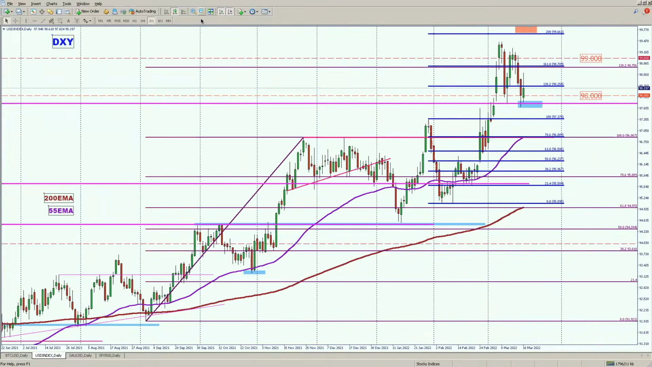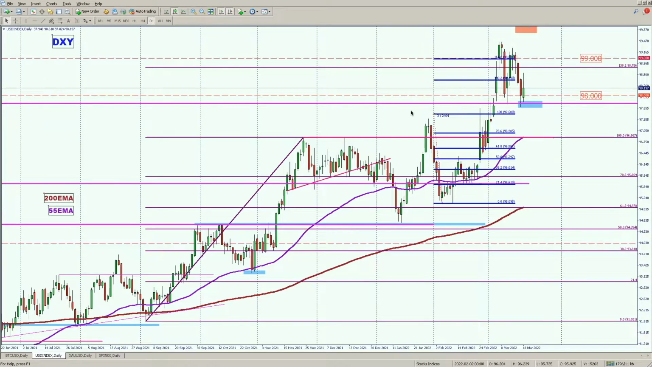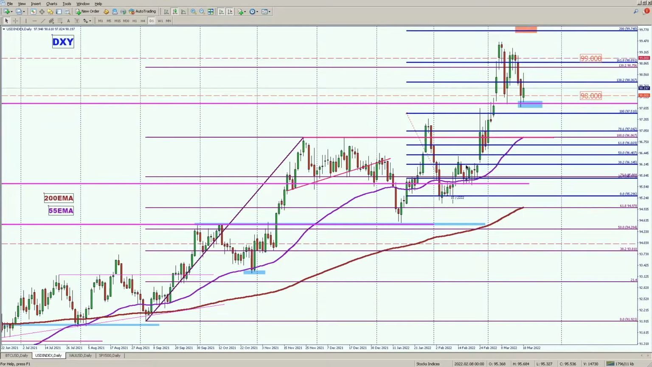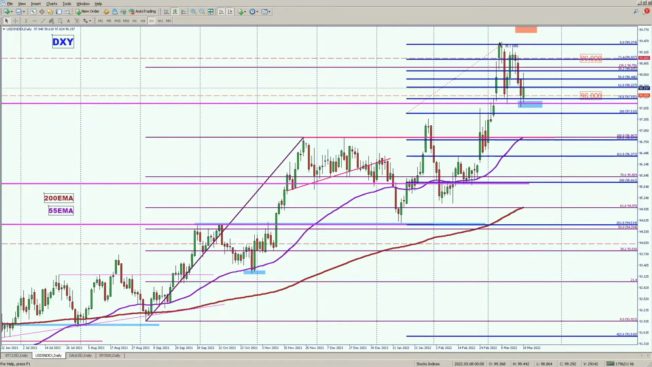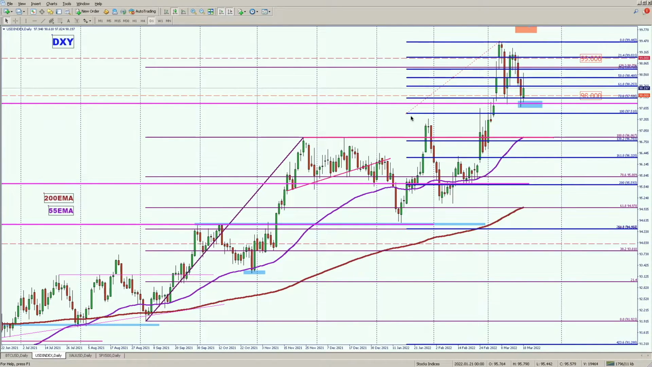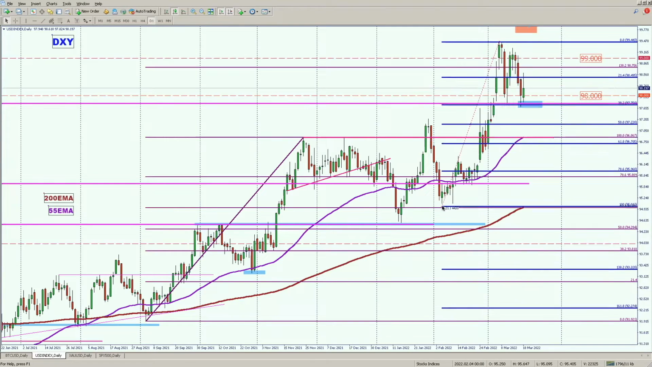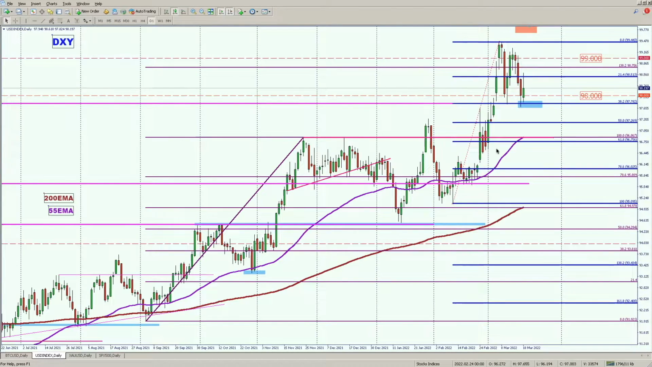Okay, so we could now also move this fib to check the retracement. And it came back to the 38 fib retracement level, which is where that previous swing high was, and the support zone. So this is still a support level.